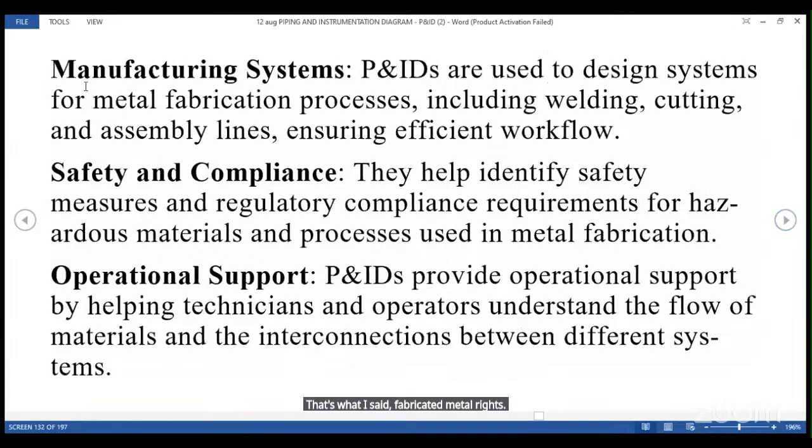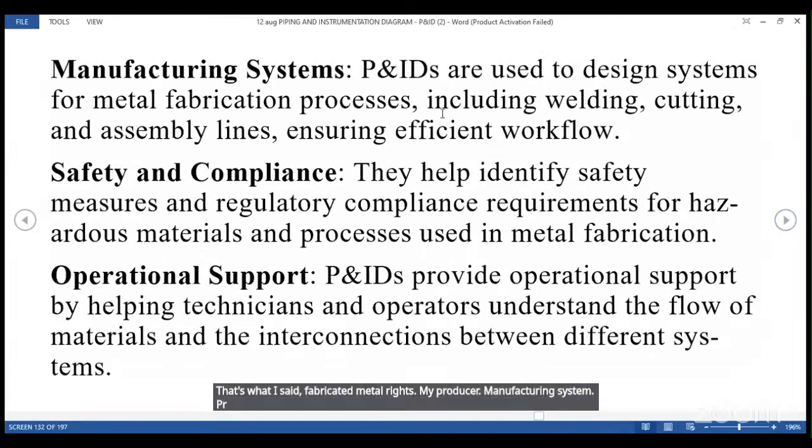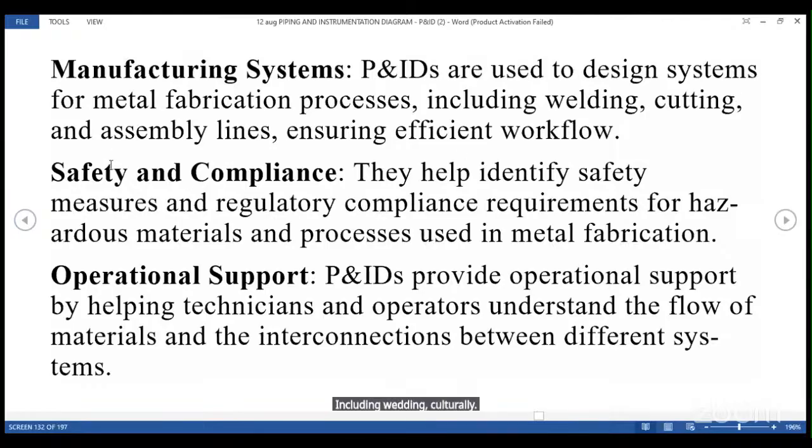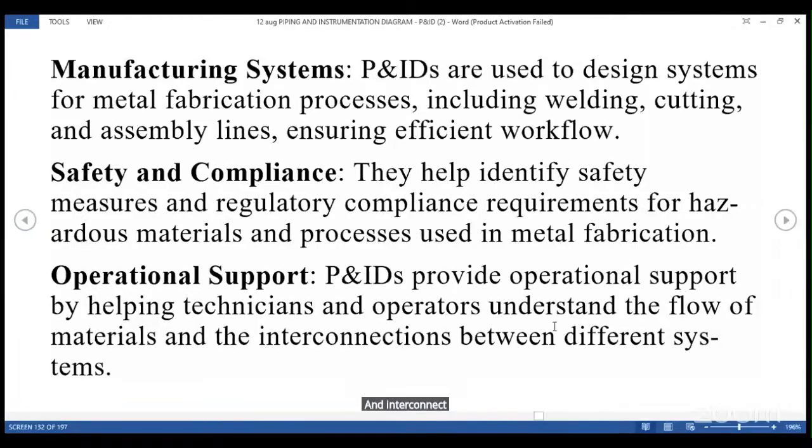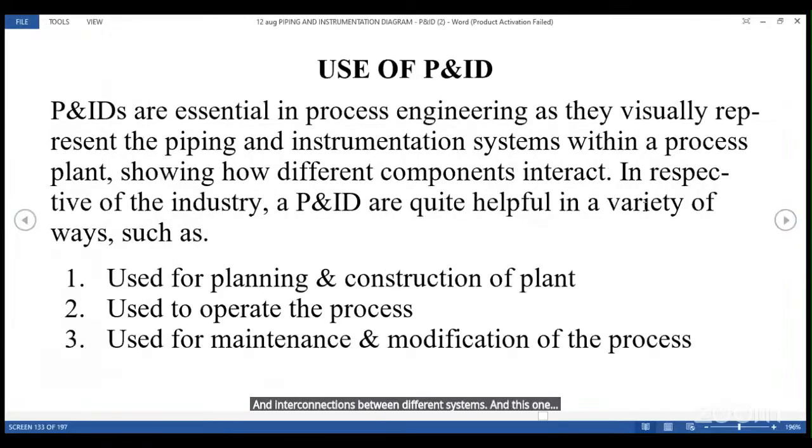Manufacturing sector. Manufacturing system. P&IDs are used to design systems for metal fabrication processes, including welding, cutting, and assembly lines, ensuring efficient workflow, safety and compliance. They help identify safety measures and regulatory compliance requirements for hazardous materials and processes used in metal fabrication. Operational support. P&IDs provide operational support by helping technicians and operators understand the flow of materials and interconnections between different systems. The next one, that is the last one, right?